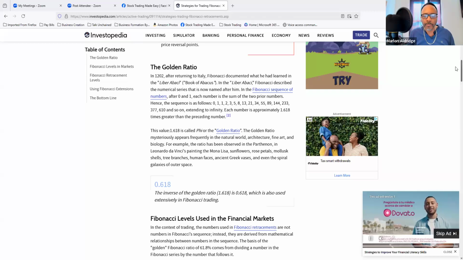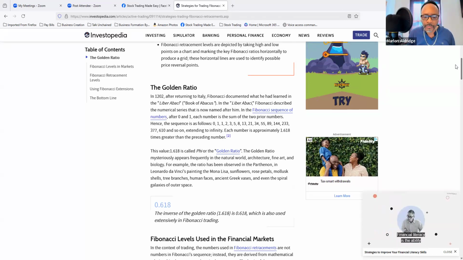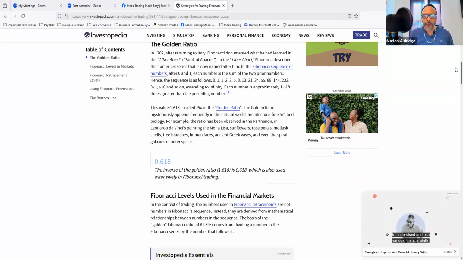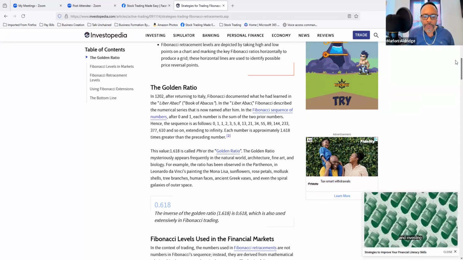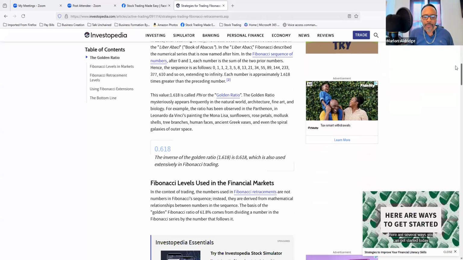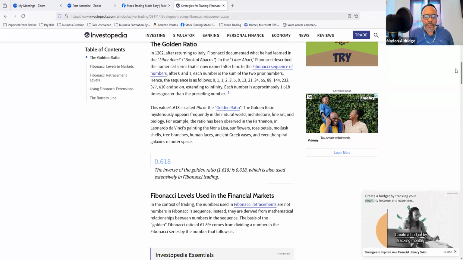And this number shows up in a lot of different areas in the arts, architecture, biology. So it's like a special number. And it would be called the golden ratio. It's also called phi.